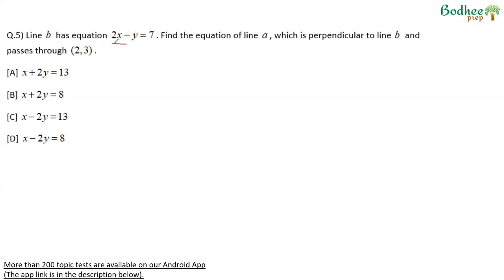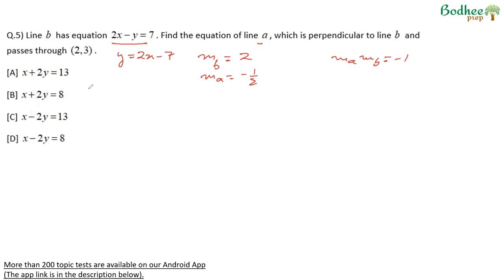Line B has equation 2x minus y is 7. Find the equation of line A which is perpendicular to B and passes through 2, 3. The slope of this line B, this can be written as y is equal to 2x minus 7, y on this side, 7 on this side. So the slope of B is 2. Since A is perpendicular to B, the slope of A should be minus 1 by 2, because for perpendicular lines, product of slopes is minus 1.